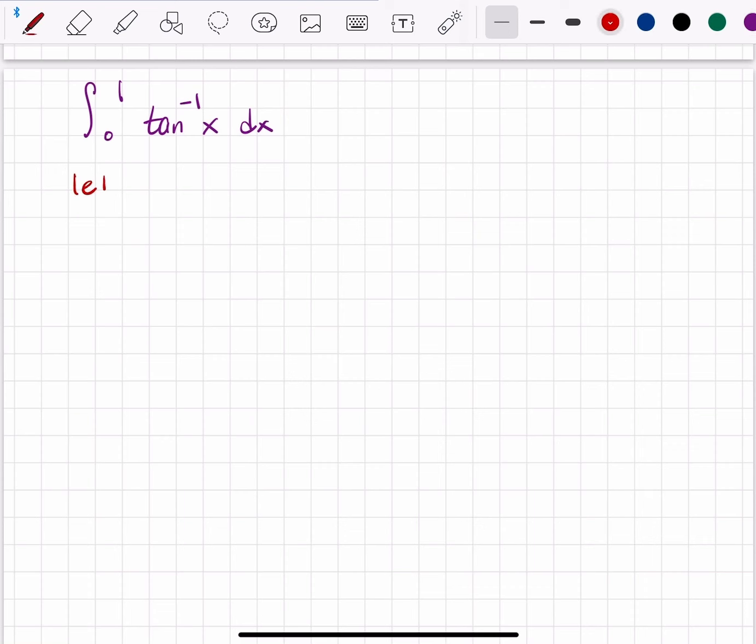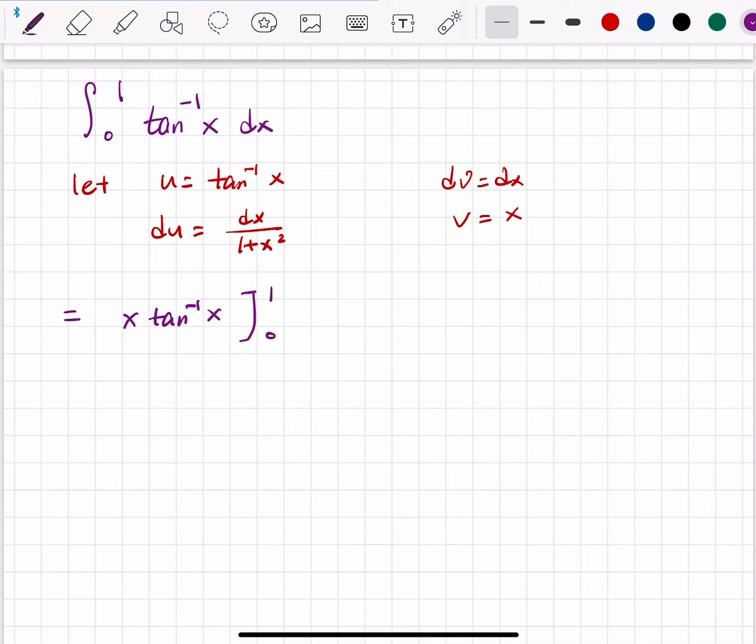So I'm going to let u equal tangent inverse of x. Then du is equal to dx over 1 plus x squared. I'm going to let dv equal dx, so v is equal to x. Using integration by parts, this is going to be uv, x tangent inverse of x evaluated from 0 to 1, minus the integration from 0 to 1 of v du, x over 1 plus x squared dx.